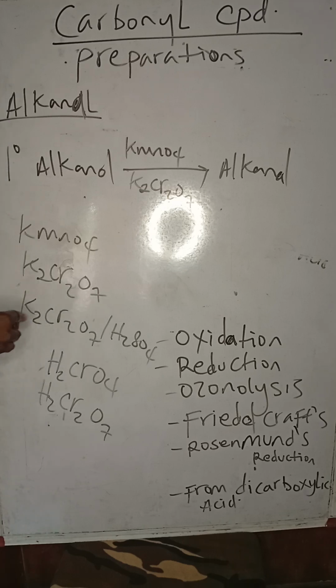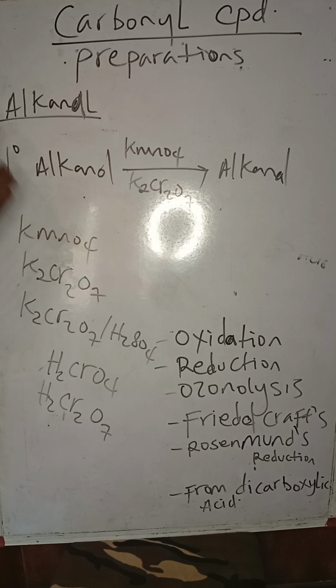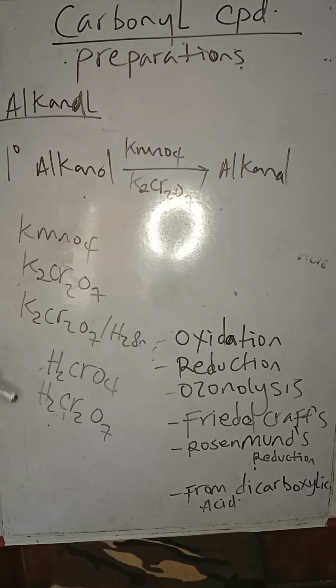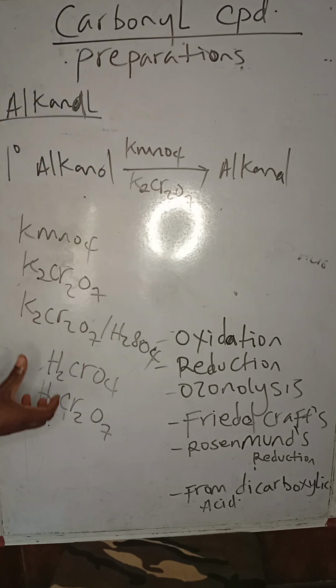So without wasting much time, what's the second way to prepare alkanals again? The second way to prepare alkanals is by reduction. So I'll quickly look at the second way. But first, these are the oxidizing agents. If you care to write them down, these are oxidizing agents I can use.